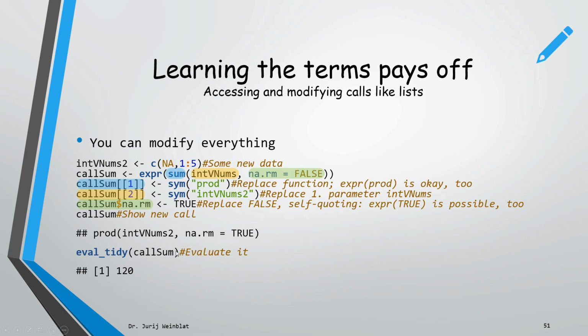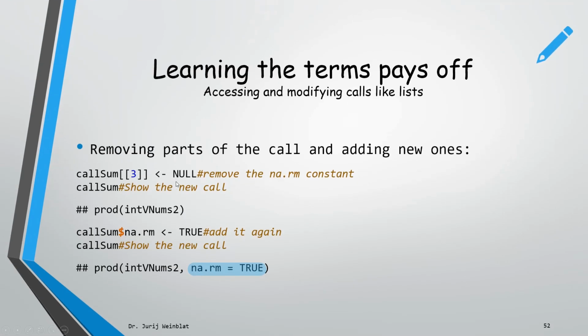And we can also evaluate it now using eval tidy, for instance, and now this new call is evaluated. What we can also do is not only change the values of an existing expression. We can also remove existing elements, so delete them completely, and we can also add new ones. In order to delete something, we just have to specify the new value as null. Null is the hint for R to remove it completely.